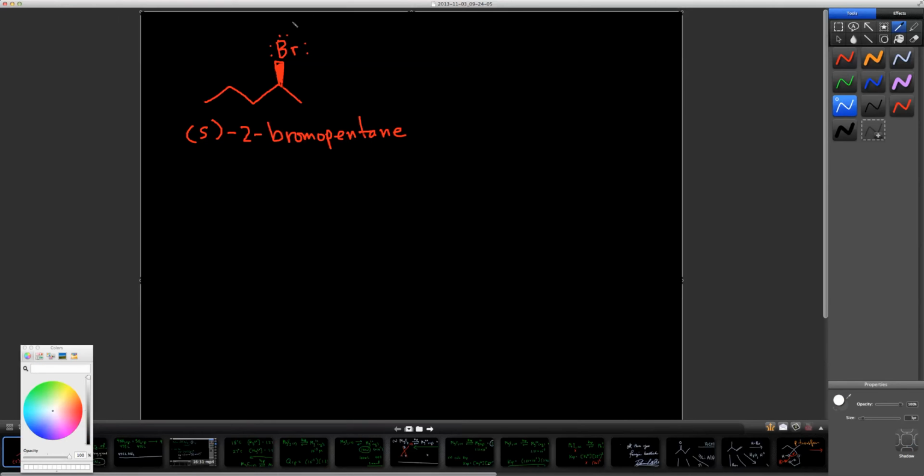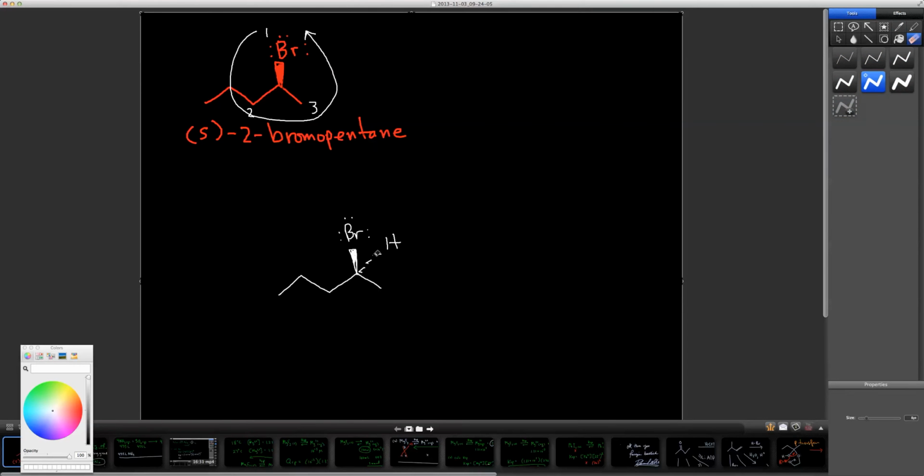It is S because if we look at our priorities, the low priority is oriented away from us. As we go from 1 to 2 to 3, we are moving counterclockwise. So S-2-bromopentane. If we were to have a mechanism in which we had attack of a nucleophile in the first step, let me draw all the details. So we have a nucleophile that attacks and makes a bond.